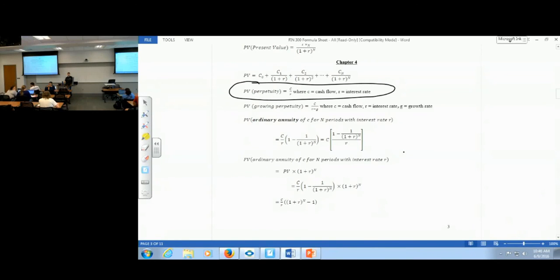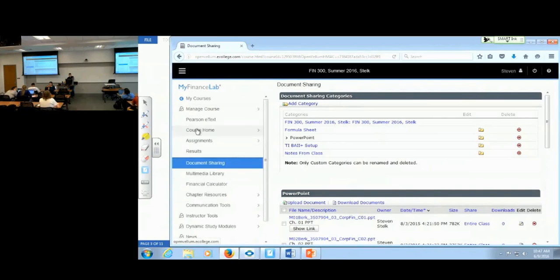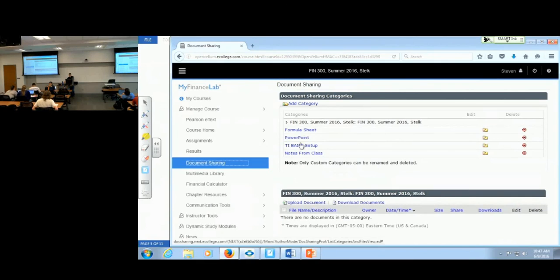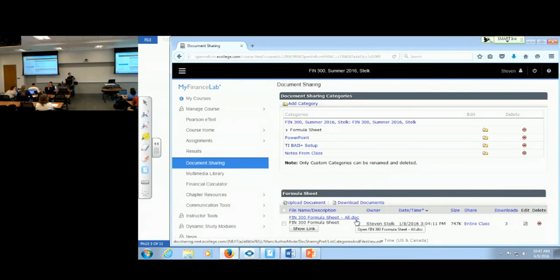I thought I hid that. I need to go back and look at that and make sure it's correct. Alright, this formula sheet that is on My Finance Lab, when you log in, once you go through Blackboard and get into My Finance Lab, you go to document sharing. It pulls up that list of folders. One of the folders is formula sheet. Right here, you've got a Word document that's a formula sheet.